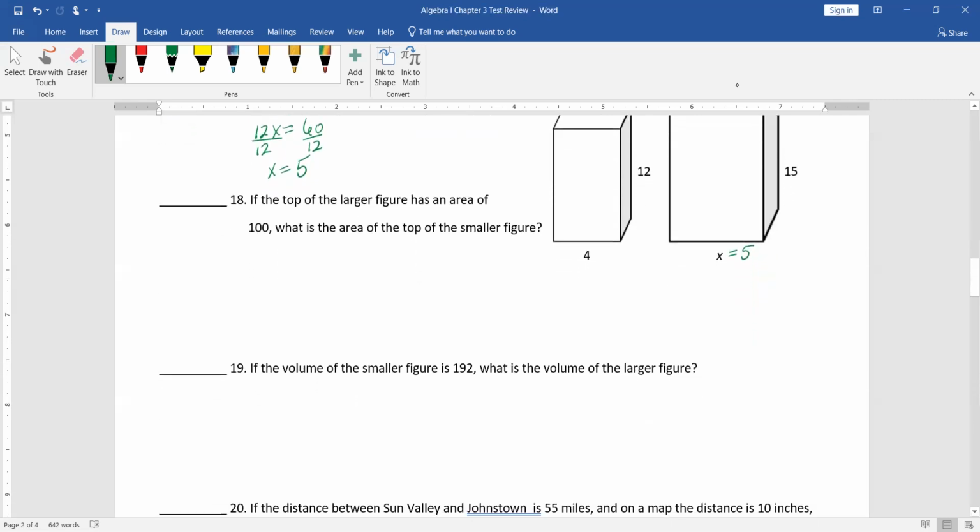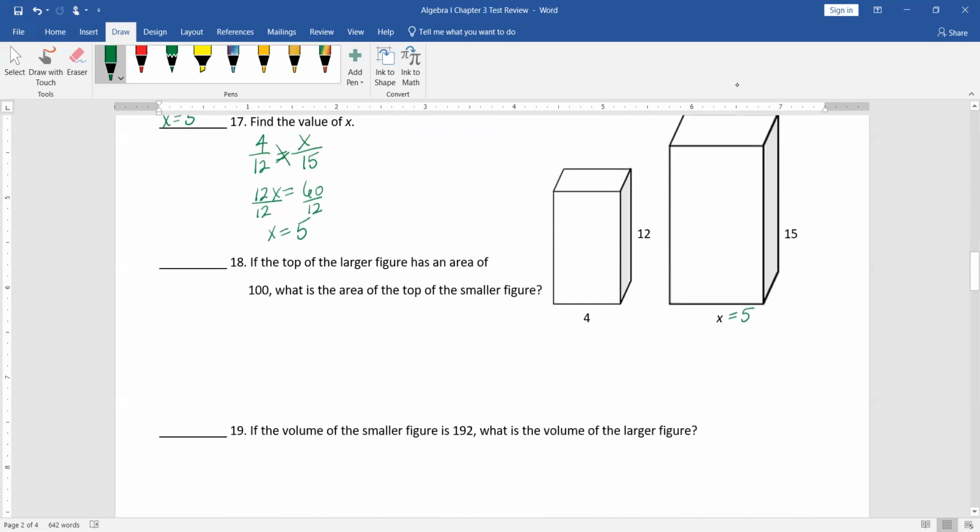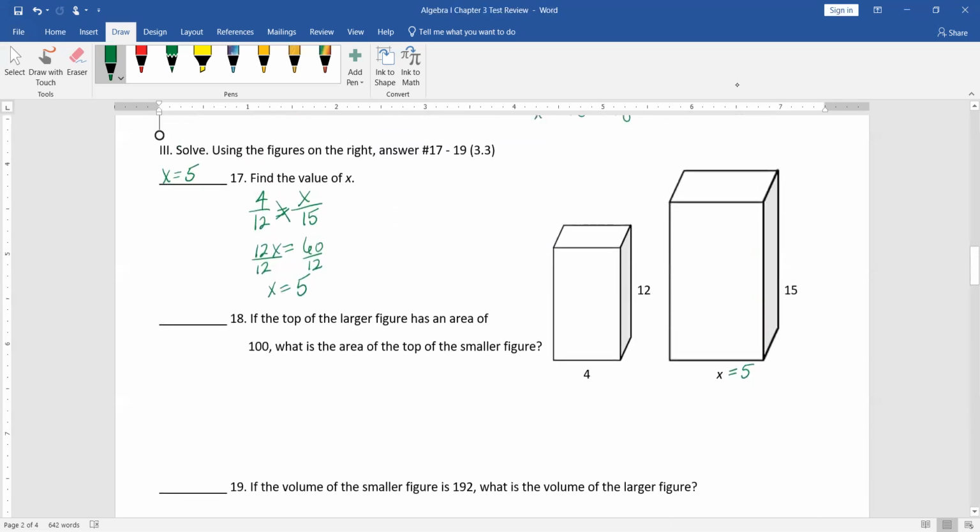All right, so for the second one, it's asking us to find the area. It says the top of the larger figure has an area of 100 units squared. Now remember, whenever you deal with area, it's squared. So you have to remember that. It's one side times another side.